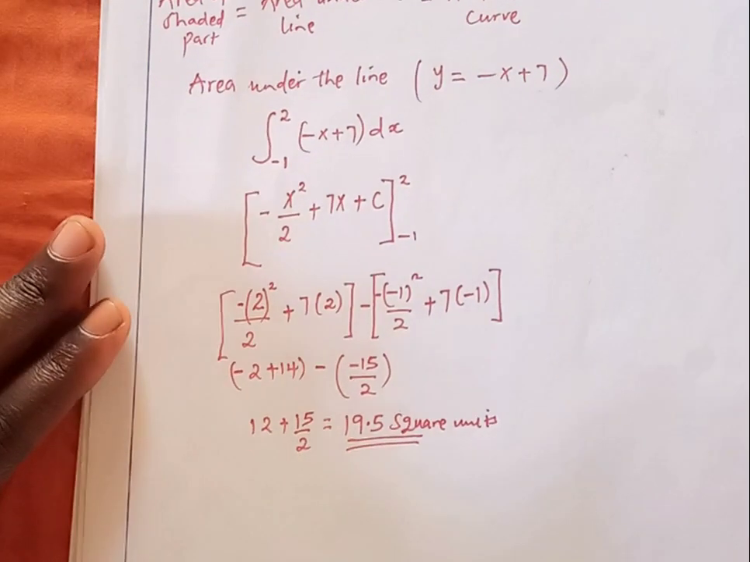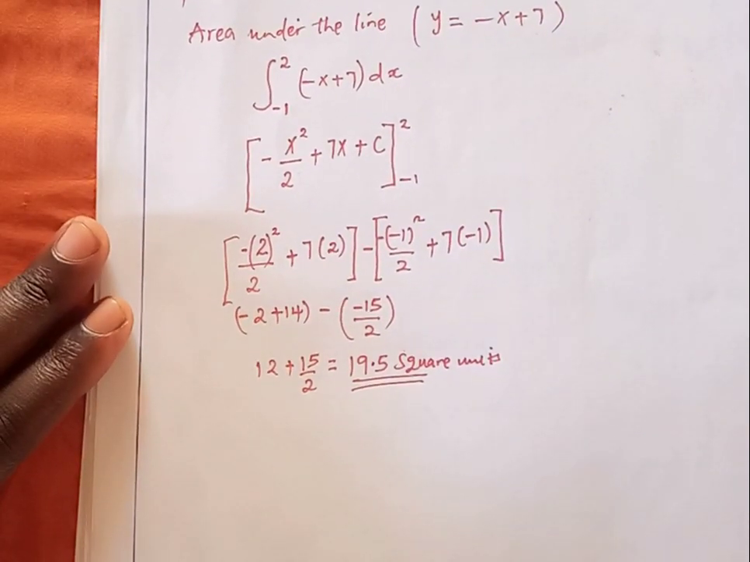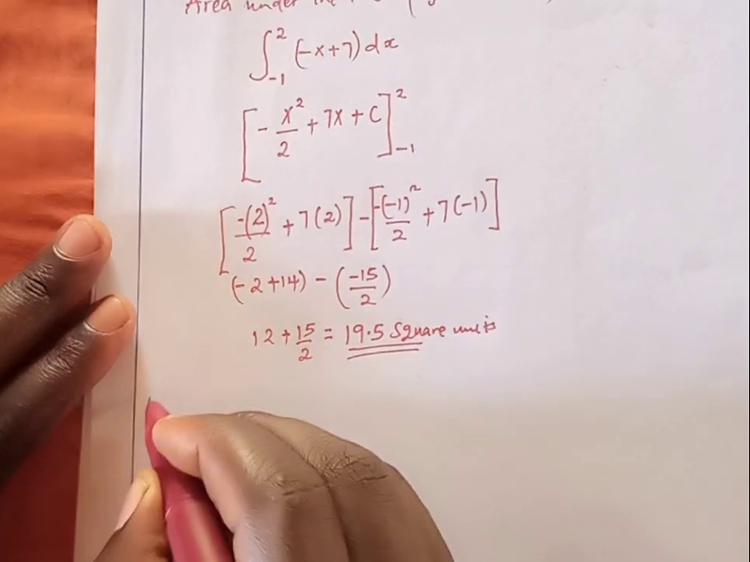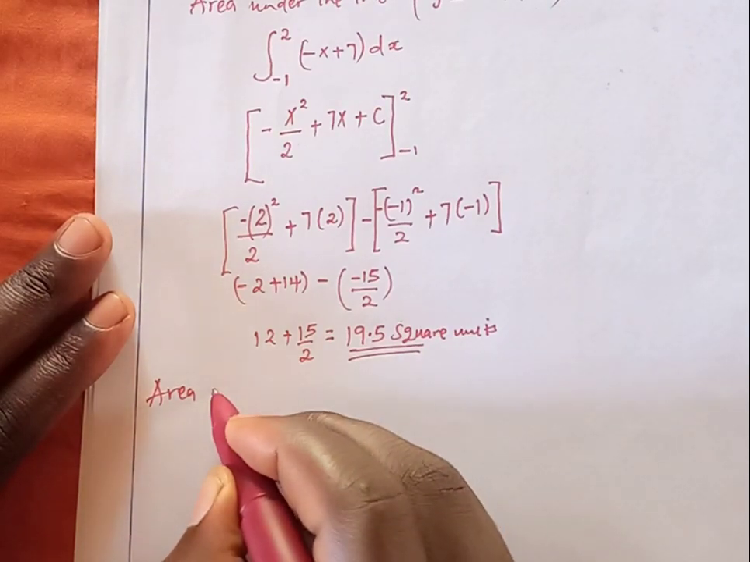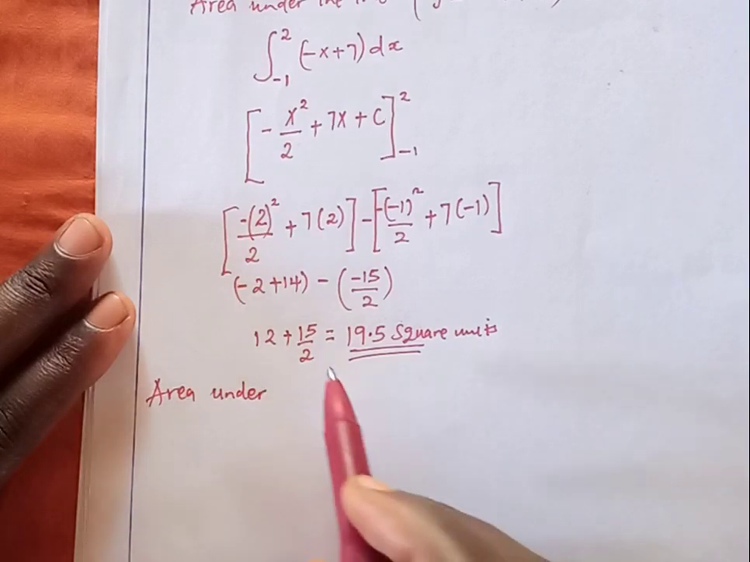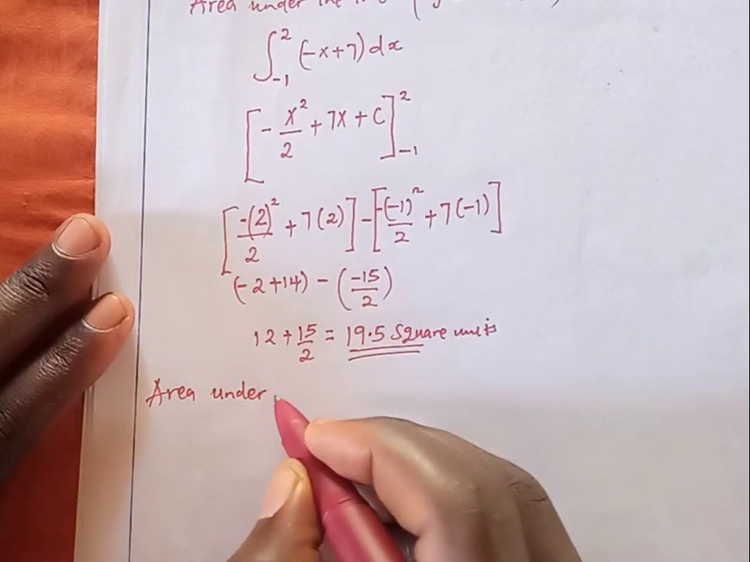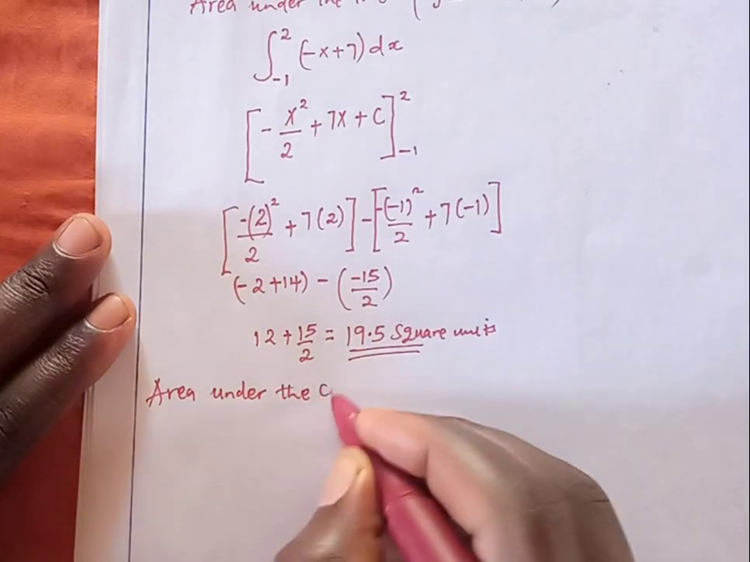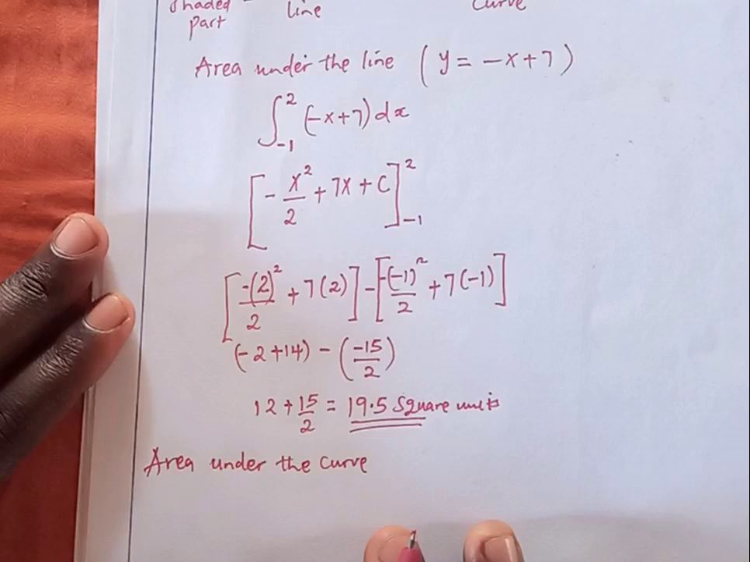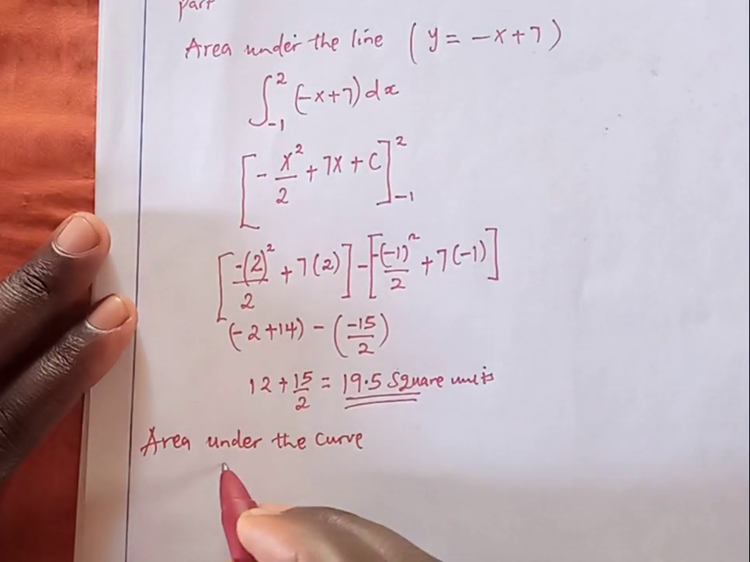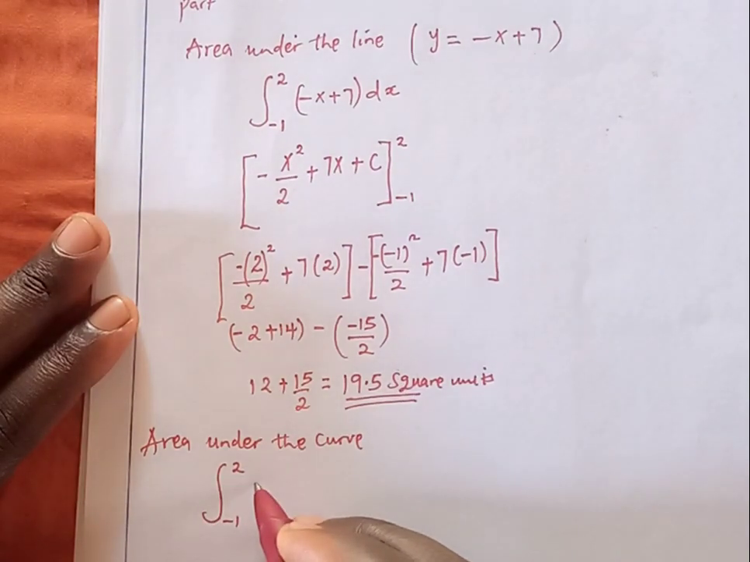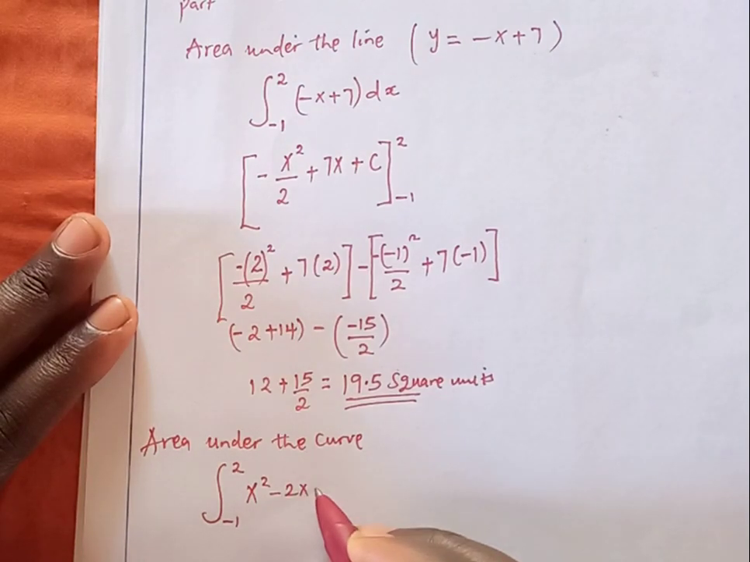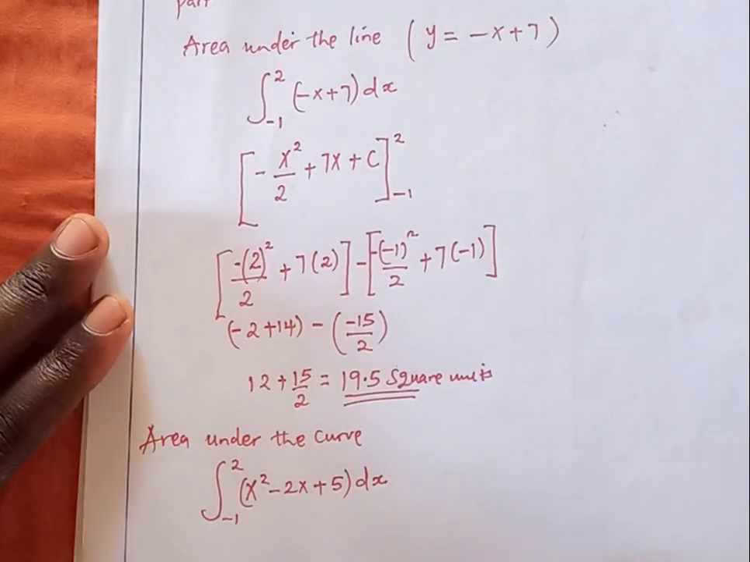So that is the first part, the area under the line. The second part is the area under the curve. We are also going to do the same. We integrate from negative 1 to positive 2 our equation, that is x squared minus 2x plus 5. We are going to integrate with respect to x.